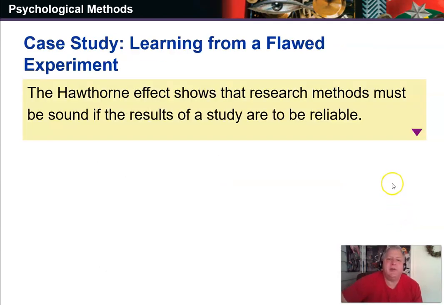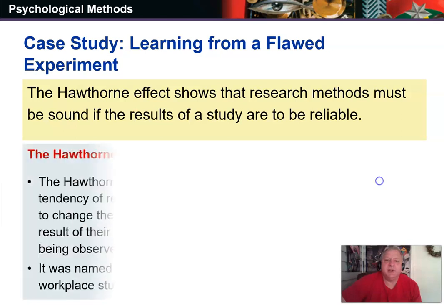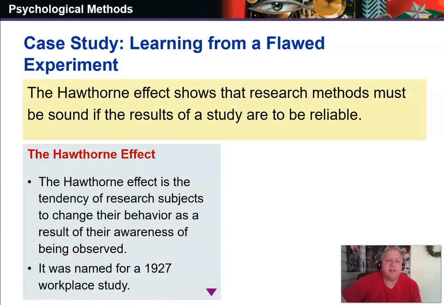All right, the Hawthorne Effect shows that the research methods must be sound if the results of the study are to be reliable. The Hawthorne Effect is the tendency of research subjects to change their behavior as a result of their awareness of being observed. It was named for a 1927 workplace study.